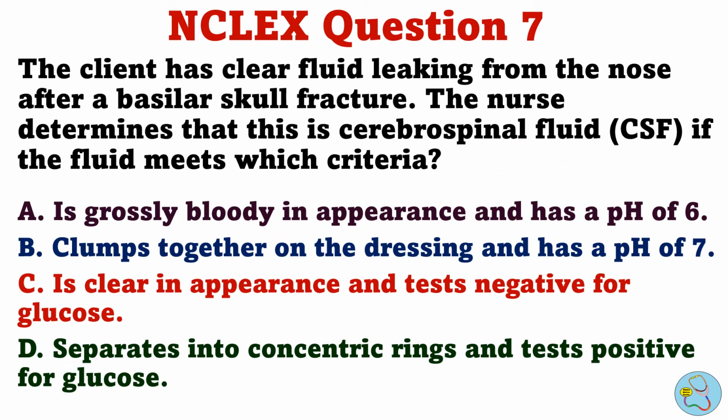Question 7. The client has clear fluid leaking from the nose after a basilar skull fracture. The nurse determines that this is cerebrospinal fluid if the fluid meets which criteria? A. Is grossly bloody in appearance and has a pH of 6. B. Clumps together on the dressing and has a pH of 7. C. Is clear in appearance and tests negative for glucose. D. Separates into concentric rings and tests positive for glucose.